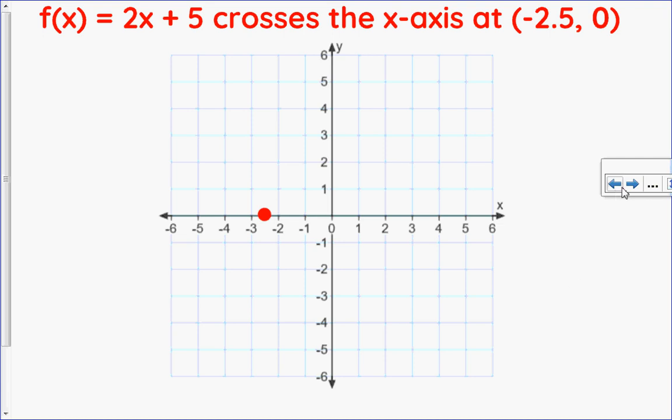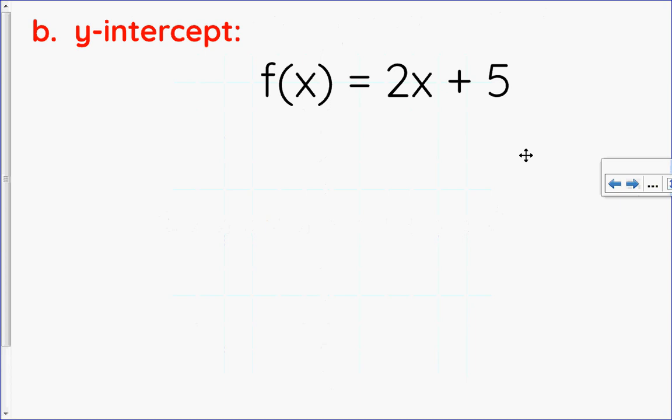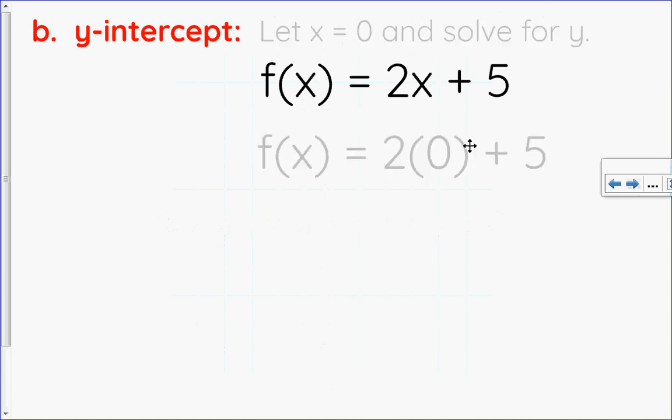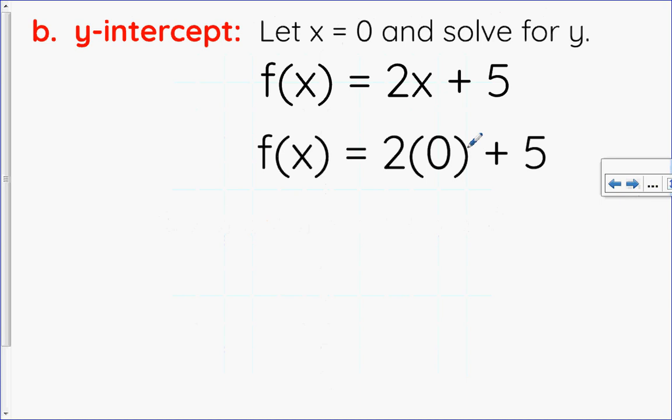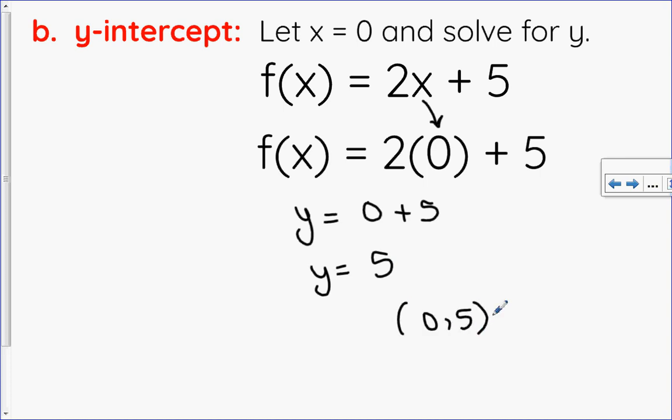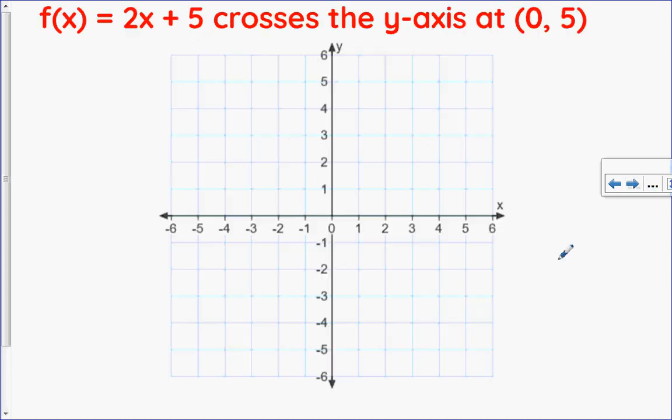Let's now figure out the y-intercept. So for a y-intercept, I want y, I don't want x. So let's let x be 0 and solve for y. So in my function f(x), I'm going to let x be 0 and solve for y. So remember, f(x) is the same as y, and I have 2 times 0 plus 5. 0 plus 5 is 5. So that's my y-intercept. As a coordinate would be (0, 5). So let's look at that on the graph. So f(x) = 2x + 5 crosses the y-axis at (0, 5). So I can plot that point right there.